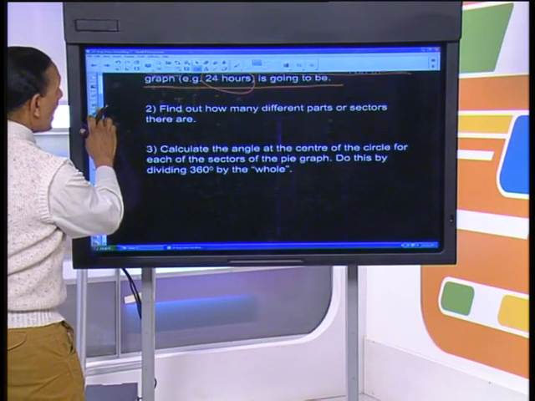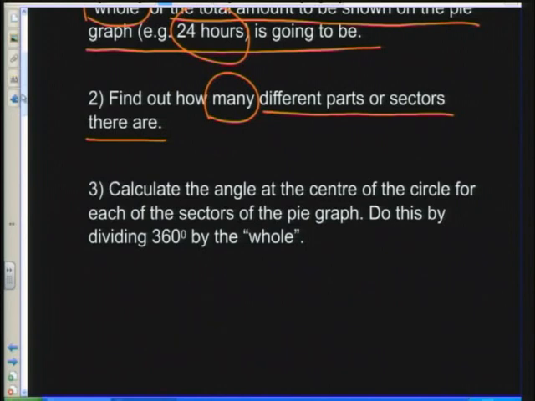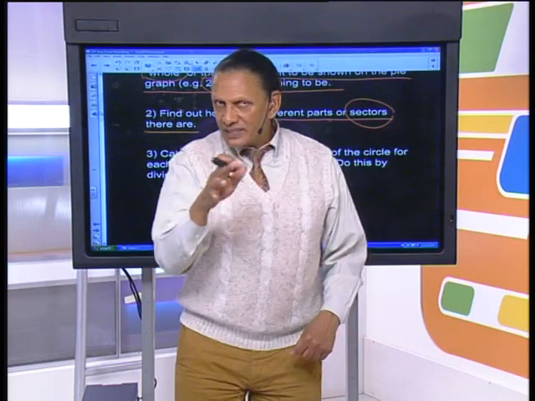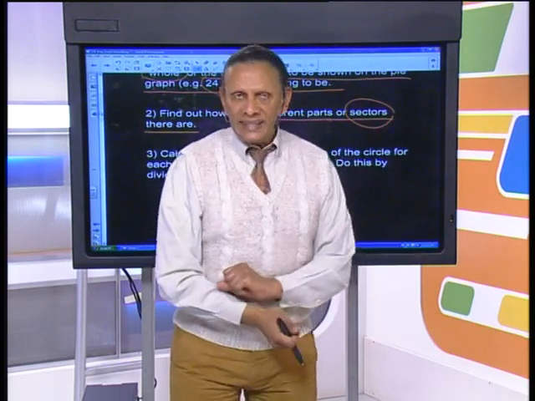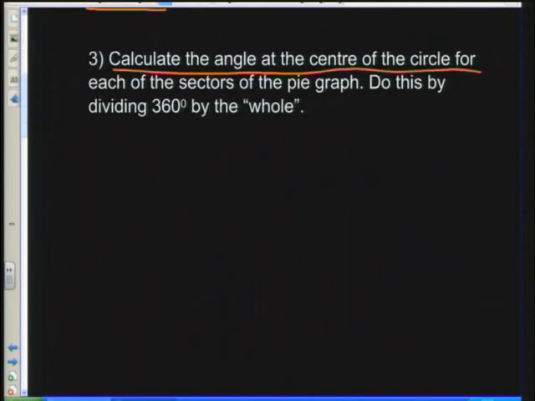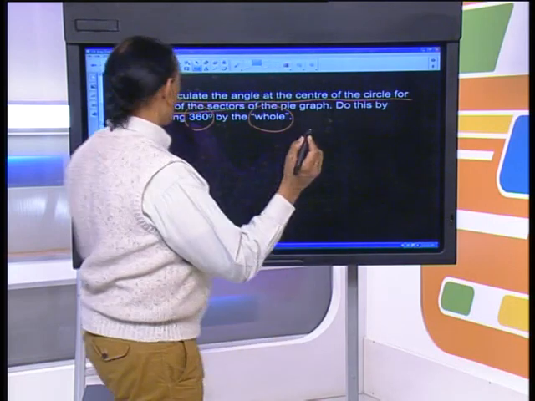Right. Find out how many different parts or sectors there are going to be. Remember those little slices of your pizza, of your pie? You must know how many you need. Thirdly, calculate the angle at the center of the circle for each sector. Do this by dividing 360 by the whole. Divide your 360 by the whole. Now, I know for now it might not make any sense, but once I've shown you the example, it will make sense. Let's look at this 24 hours.